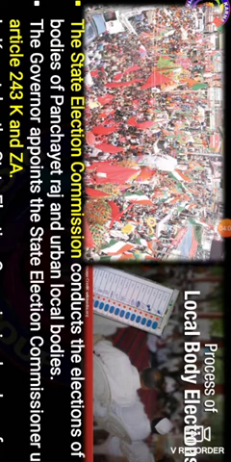The State Election Commission conducts the elections in the local bodies of Panchayat Raj and urban local bodies, and the Governor appoints the State Election Commissioner under Article 243K and 243ZA. In Karnataka, the State Election Commission has been formed under Article 308 of the Karnataka Grama Swarajya and Panchayat Act of 1993. It conducts the elections of these local bodies. And then next we have to see the election process.